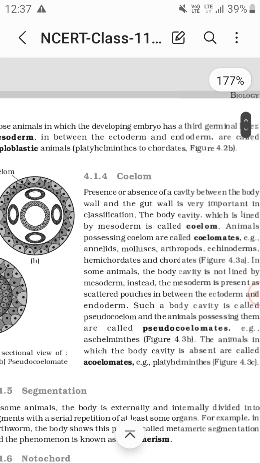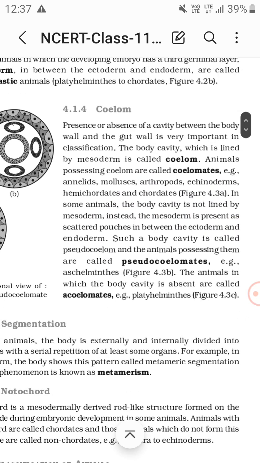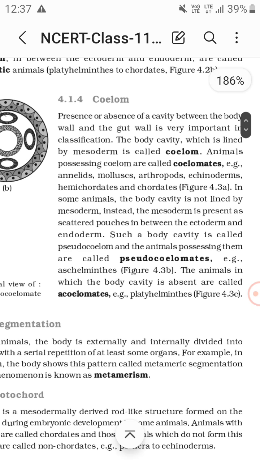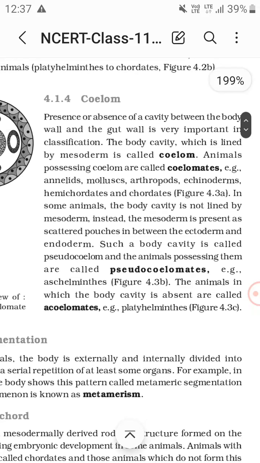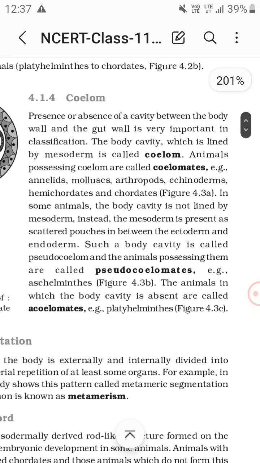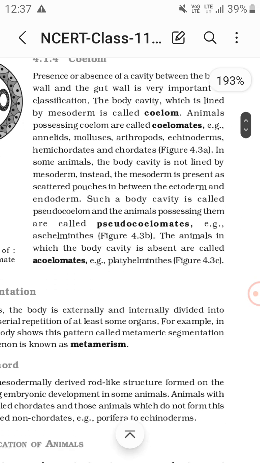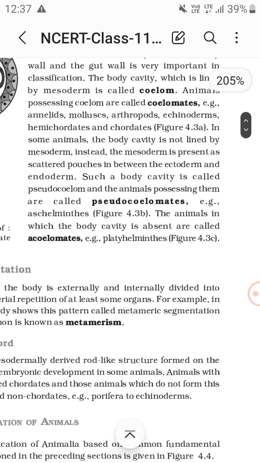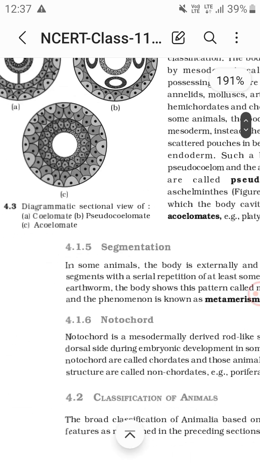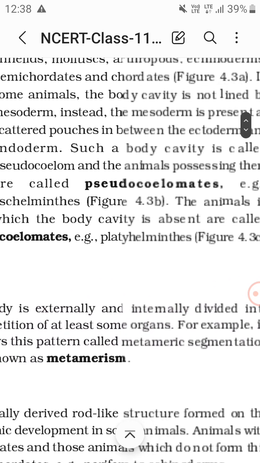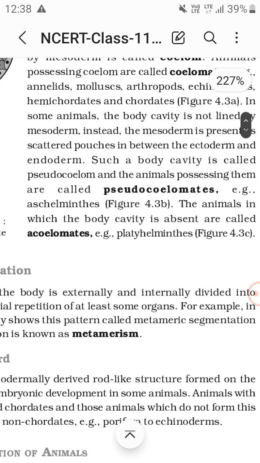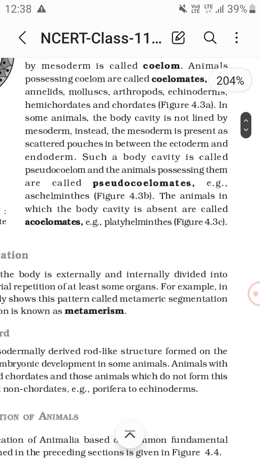Now in some animals the body cavity is not lined by mesoderm; instead the mesoderm is present as scattered pouches in between the endoderm and ectoderm. Such a body cavity is a pseudocoelom. Animals with a pseudocoelom are pseudocoelomates, such as aschelminthes. Now acoelomates, in the third diagram. Animals in which the body cavity is absent are called acoelomates, that is Platyhelminthes.